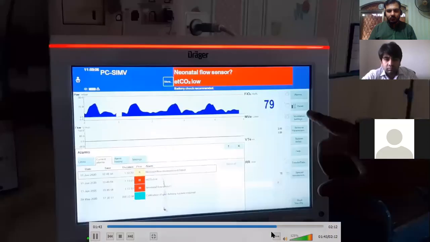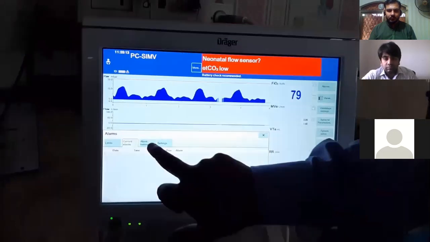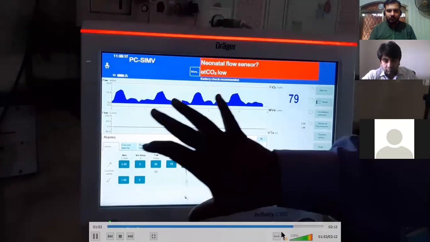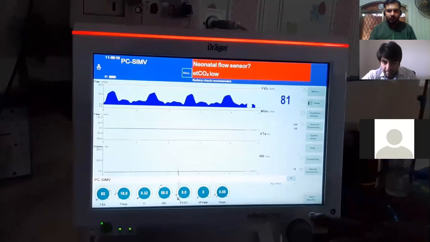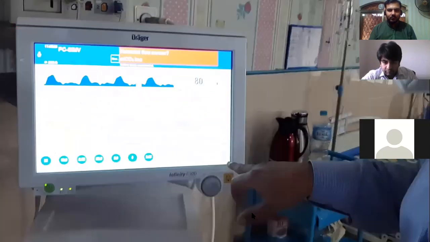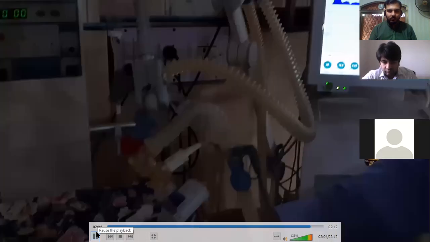So we'll go to the alarm. We will see the alarm and adjust this alarm settings. And the baby is ventilated through a tube of size 3.